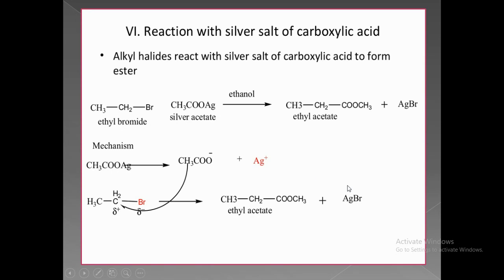So this is also one of the simplest reactions. Alkyl halide reacts with the silver salt of carboxylic acid to form an ester molecule. So we have to recognize the negative part, that is the reagent, and the positive part, the substrate. If you identify this, negative and positive, there is an attack of the negative over the positive to generate the product.